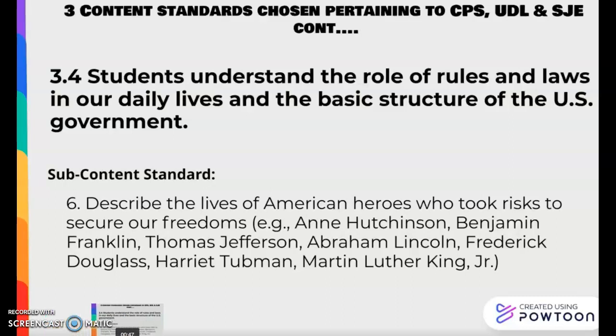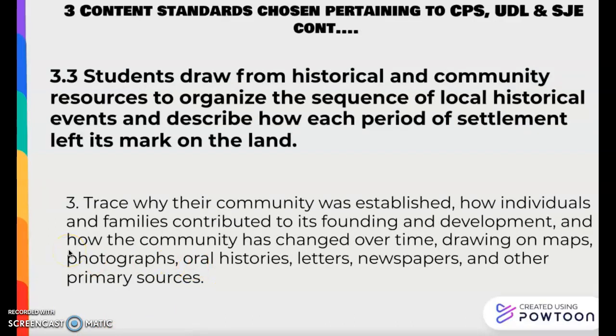Another content standard that I chose that promotes diversity and inclusivity was students draw from historical and community resources to organize the sequence of local historical events and describe how each period of settlement left its mark on the land. And then the subcontent standard was trace why their community was established, how individuals and their families contributed to its founding and development, and how it has changed over time, drawing on maps, photographs, oral histories, letters, newspapers, and other primary sources. So this one could easily be based off of any group that the student decides to talk about.